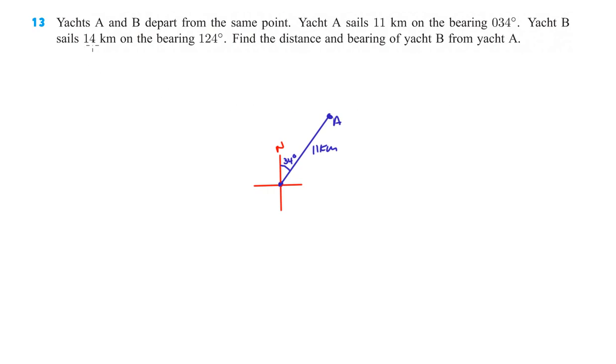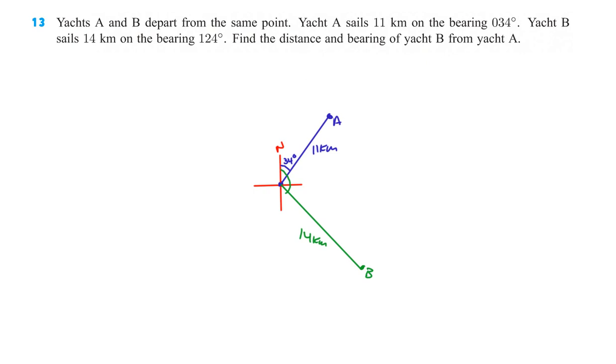Okay, and then yacht B sails 14 kilometers at a bearing of 124. So let's do that. Yacht B is going to be in green. So 124, so there's 90, and then 124 is going to be somewhere down here. We don't know where, so we'll just kind of draw that. And that's at 14 kilometers. And there's where B is. Okay. And then it says find the distance and bearing of yacht B from yacht A.